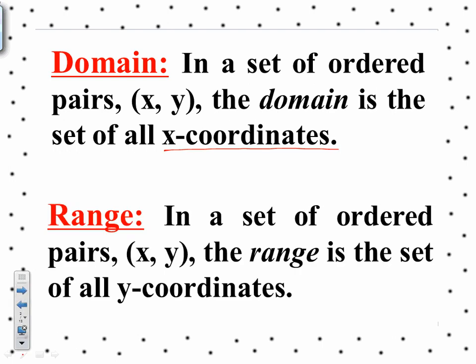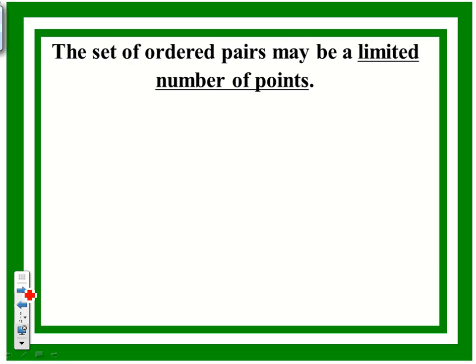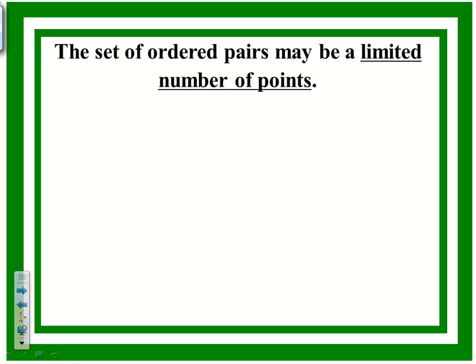Now your range is the ordered pairs X and Y. The range is the set of all the Y coordinates. Remember my little trick: X comes before Y in the alphabet. Therefore, domain comes before range. D comes before R in the alphabet. All right. So the set of ordered pairs may be a limited number of points.